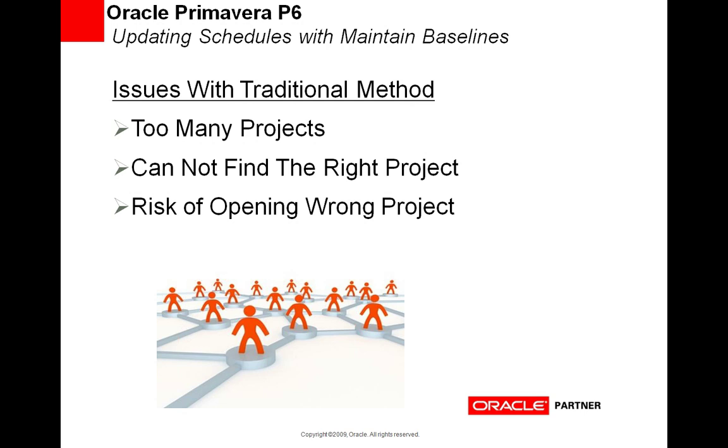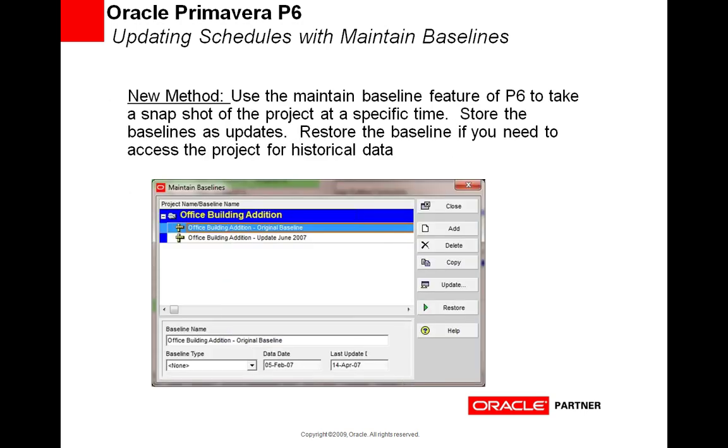So what I'm going to present today is the new method of doing this, which some of you may know. Instead of making a copy of the project, you're going to store that update as a baseline in the maintain baseline feature. And if you need to reference that information for historical use, you can restore that baseline and view it from there. I'm going to walk you through a couple steps of how to do it in P6 Client, and then I'm going to show you where to do it in the web, and then I'm going to show you a really effective way to implement this in your organization.